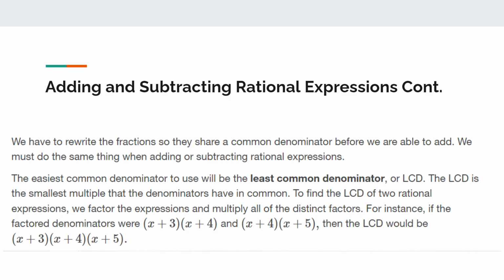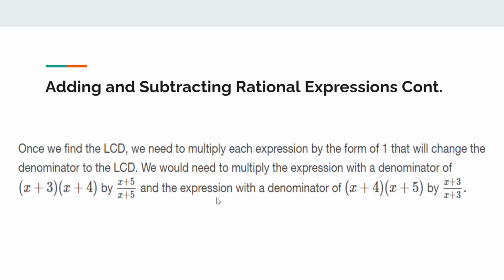For instance, if the factored denominators were (x + 3)(x + 4) and (x + 4)(x + 5), then the least common denominator would be the whole thing, which is (x + 3)(x + 4)(x + 5). Because if we want to get this out of this one, we just have to multiply by x + 5. And same thing with this one. If we want to get this out of this, we'll just have to multiply by x + 3. So the least common denominator for these two would be (x + 3)(x + 4)(x + 5).